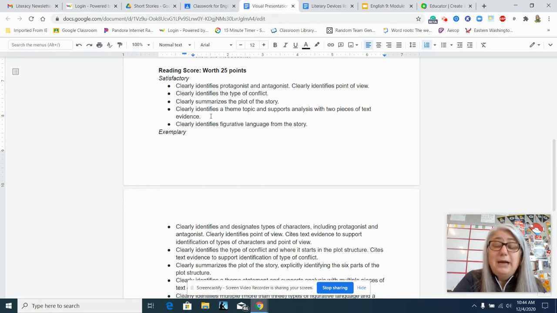So a topic might be one of those one-word themes like friendship or honesty. And you would include 2 pieces of evidence from the story. That means 2 quotes directly from the story that supports your thinking about what you think the theme is.